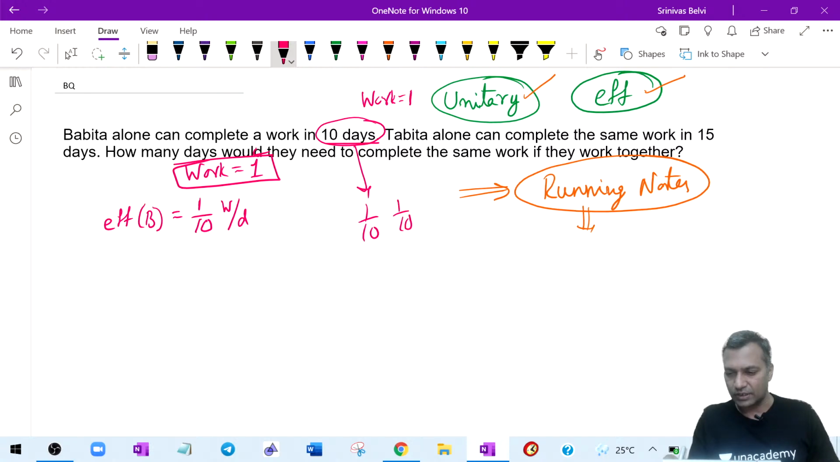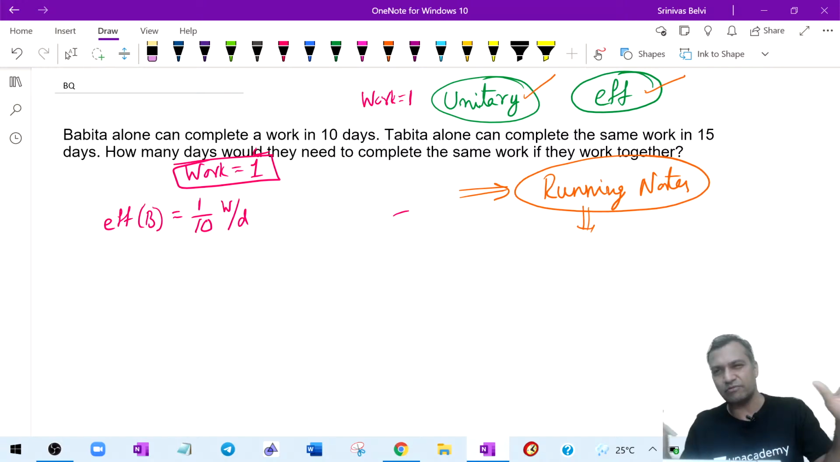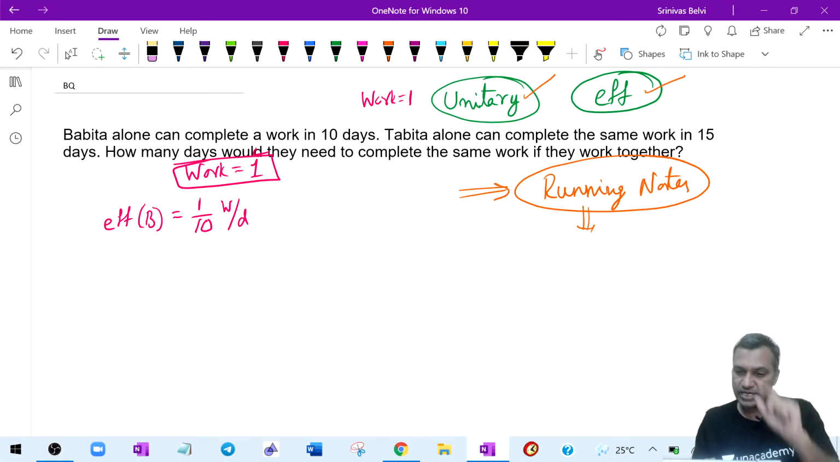First day 1/10 of the work, second day 1/10 of the work. But in real life, that is not the reality. Some days we do more, some days we do less, based on the energy, based on the time available, all that stuff, right? Every day cannot be the same, just like all 5 fingers are not the same. All days of the week are not the same. It depends, right? But nevertheless, that's the classic assumption we make: every day the person does the same amount of work. Therefore, efficiency of B is 1 by 10.